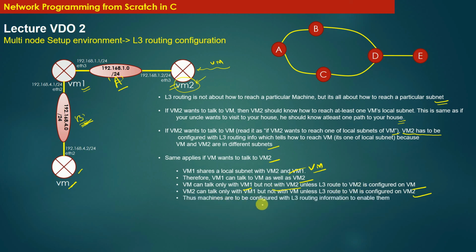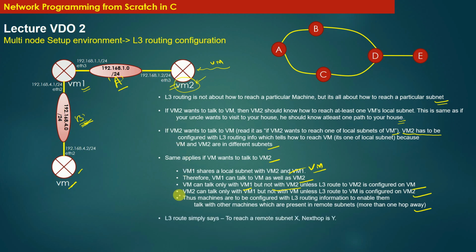So machines have to be configured with L3 routing information to enable them to talk with other machines which are present in remote subnets. Remote subnets means the machines which are more than one hop away. So in our topology, you can see that the router VM2 is 2 hops away from router VM, and the router VM is again 2 hops away from router VM2. So L3 routing simply says that to reach a remote subnet X, the next hop is Y. Let us understand the semantics of L3 routing in the next slide.